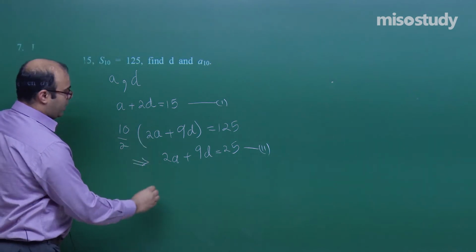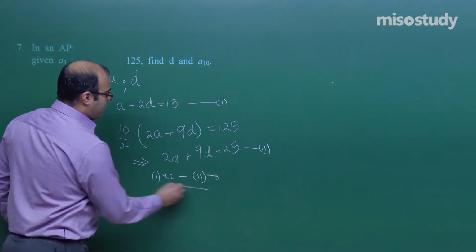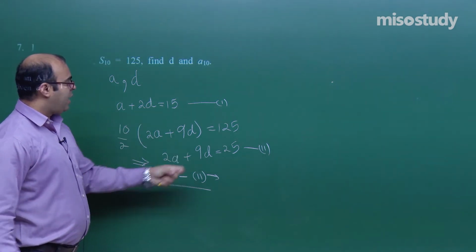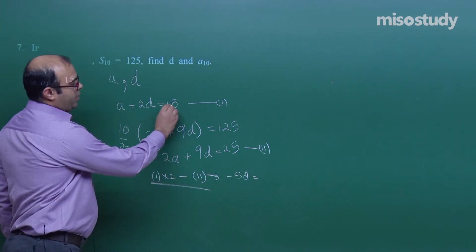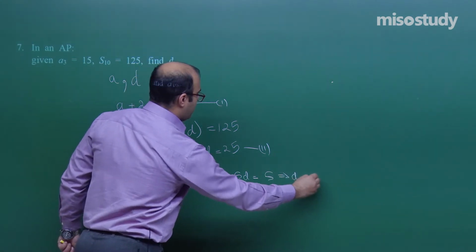So, what will we do? We will multiply the first equation by 2 and subtract the second equation. In that case, 2a and 2a will cancel. This will become 4d minus 9d, that is minus 5d. And on the right side, this will be 30 minus 25, that is 5. So d comes out to be minus 1.